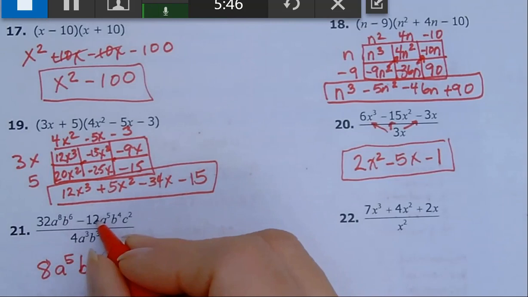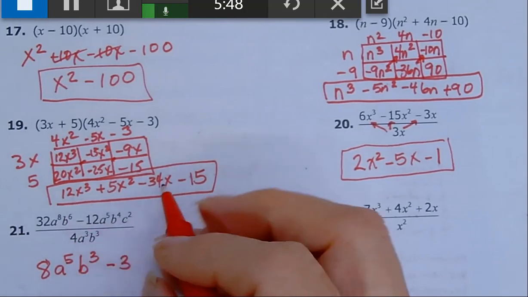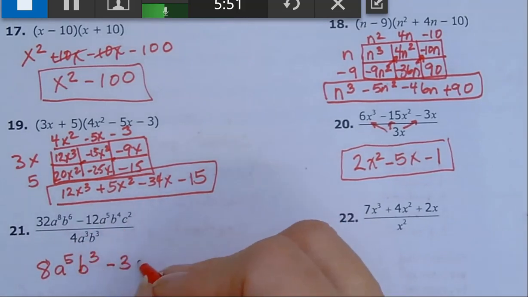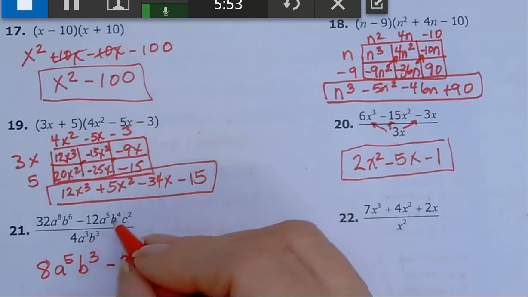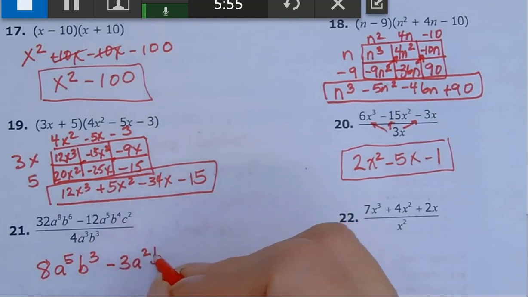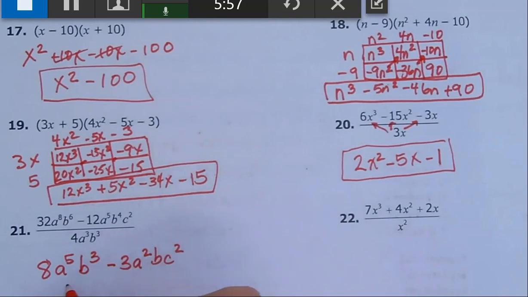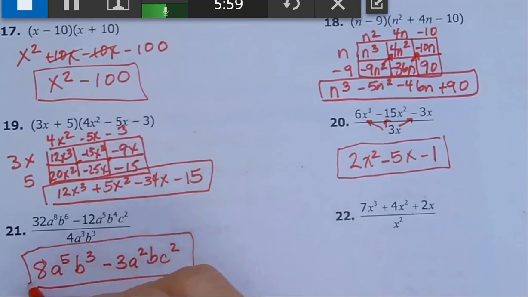Then I have 12 divided by 4 is 3. I'm subtracting. A to the 5 over a to the 3 is a squared. B to the 4 over b to the third is b, and then c squared. That should be my final answer.